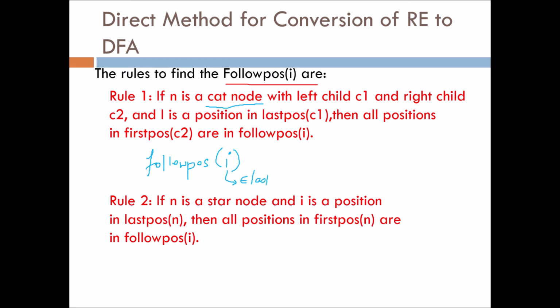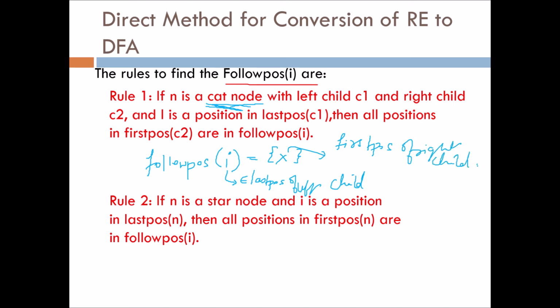This belongs to the last pos value of the left child of the particular cat node which is under consideration. And this should have x. And what is x? This x is the first pos value of the right child. So you can have this representation with you. It will be easy to compute the follow pos.